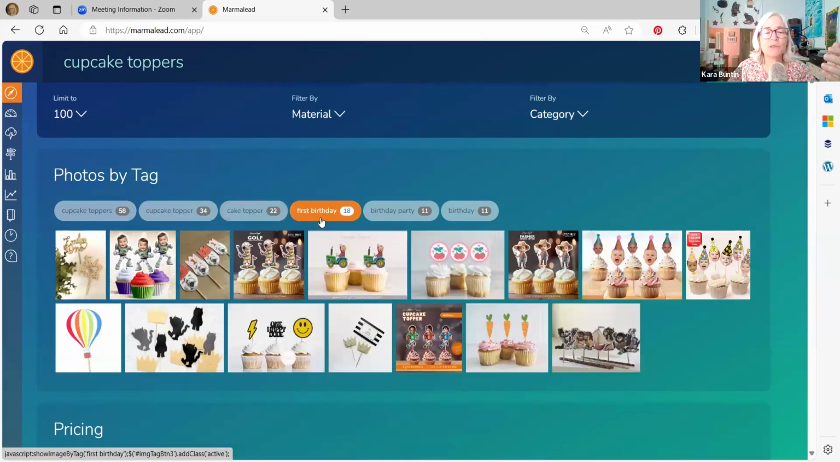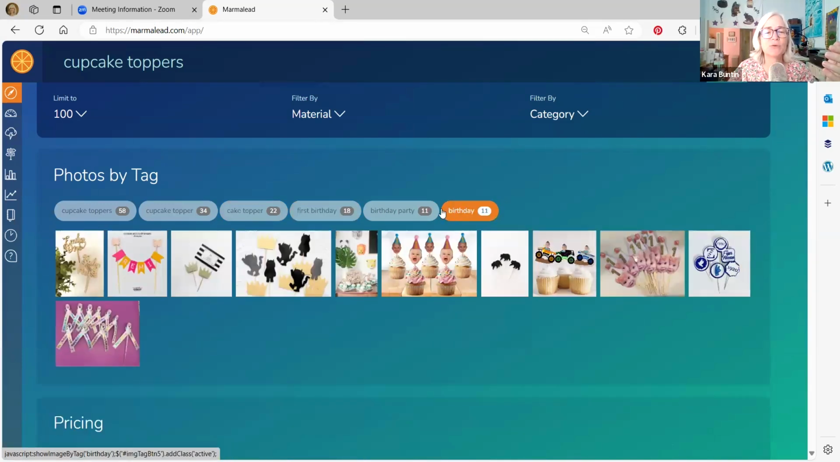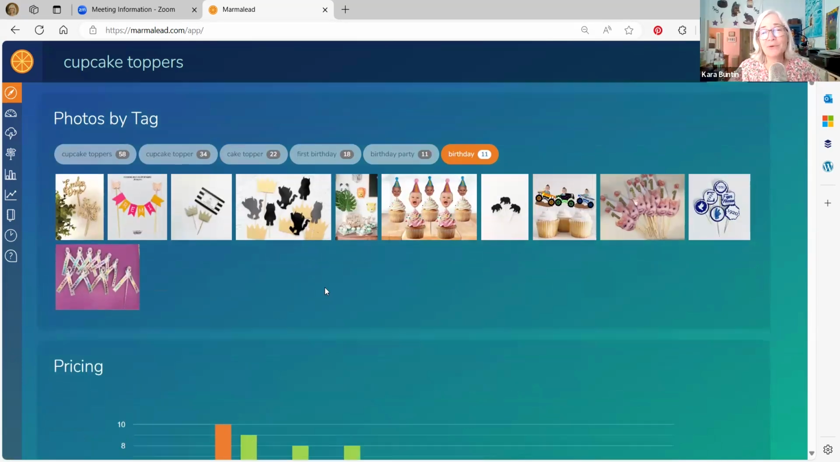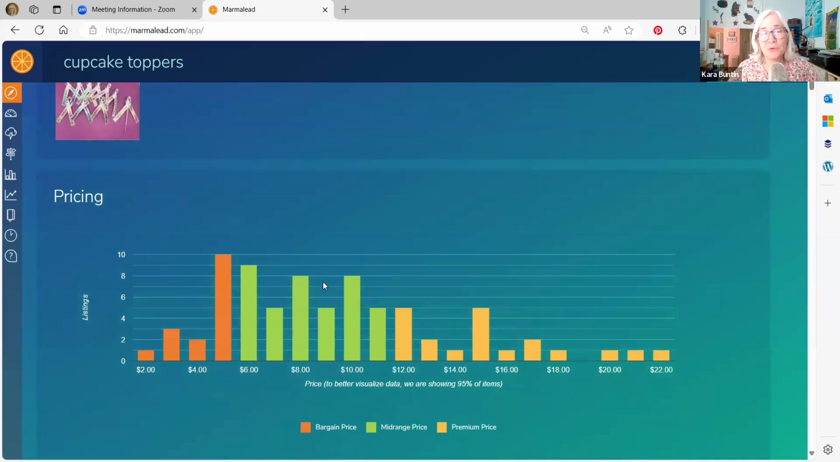First birthday, I would assume, you're going to see a lot of first birthday stuff. Here's just birthday in general, so you can get an idea. Like I said, I don't really compare my listings to other people's. I don't care. But if you're that kind of person that wants to do that, feel free. If you do a lot of competitor analysis, you can use that.